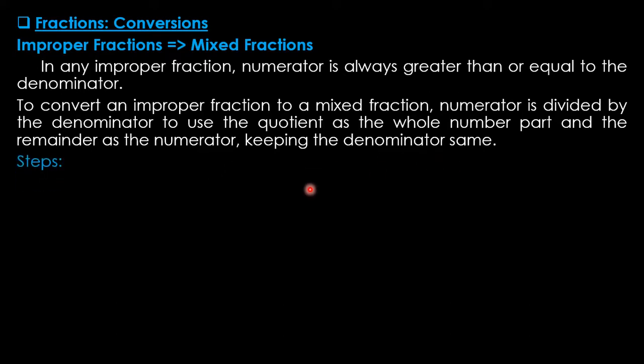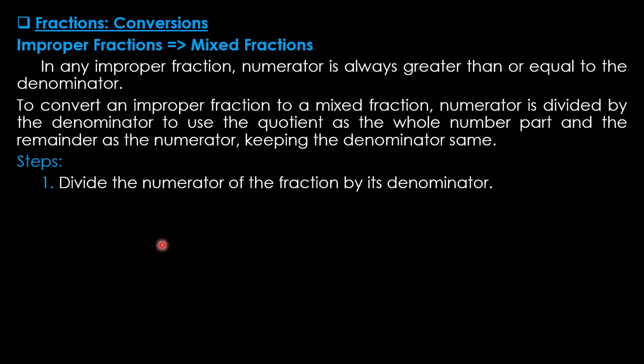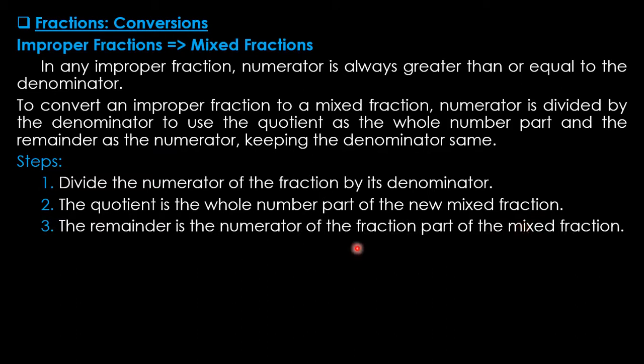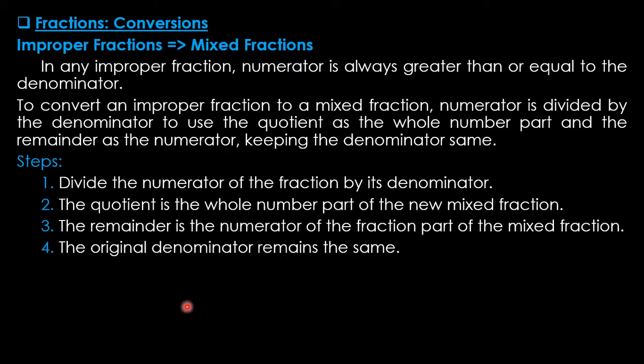So the steps are: number 1, divide the numerator of the fraction by its denominator. Number 2, the quotient is the whole number part of the new mixed fraction. Number 3, the remainder is the numerator of the fraction part of the mixed fraction. Number 4, the original denominator remains the same. So this is an example. Convert 58 over 7 to a mixed fraction.